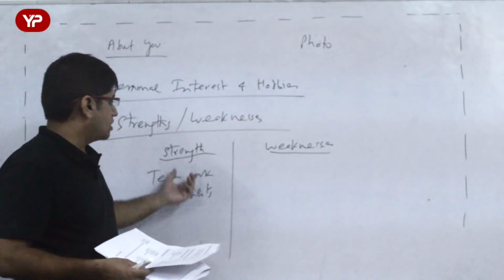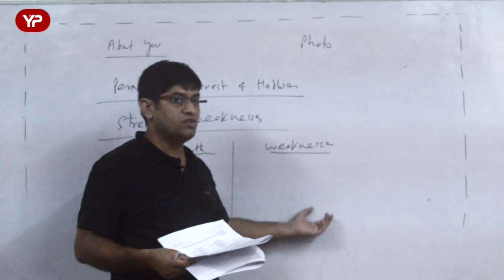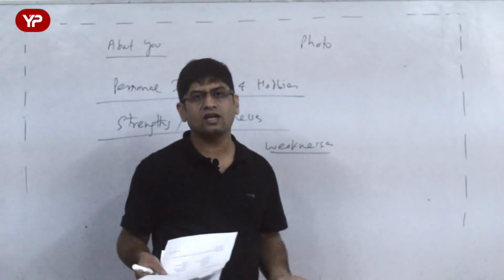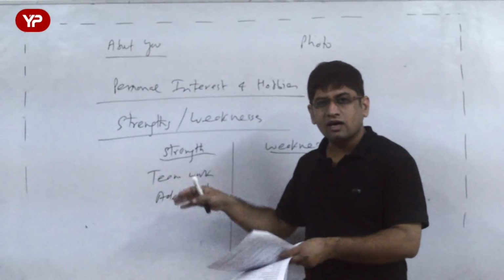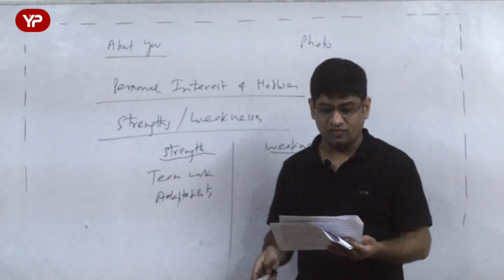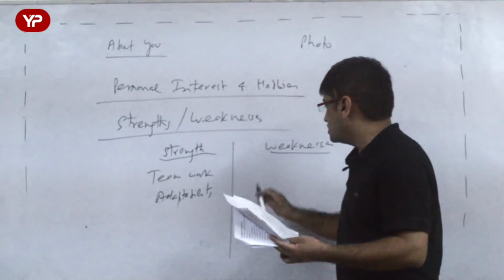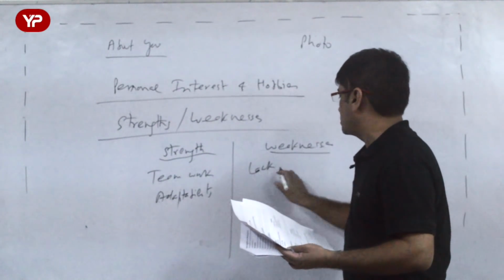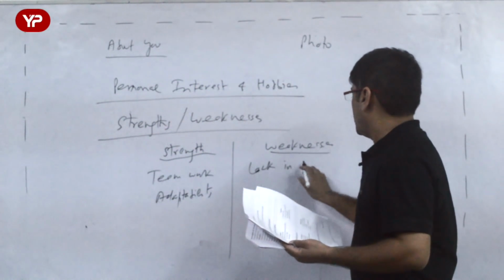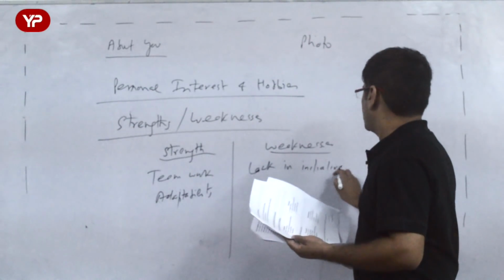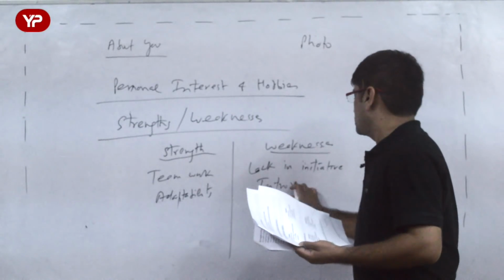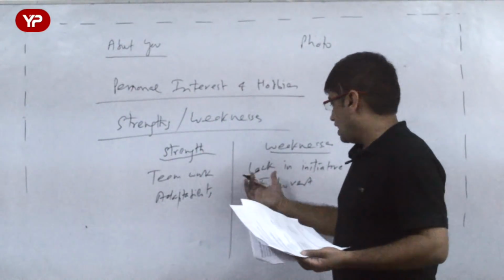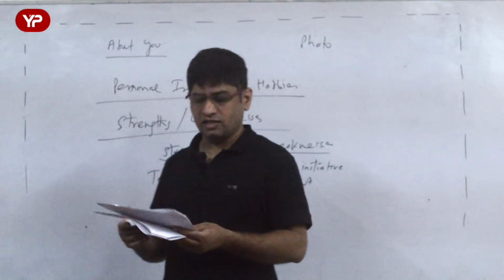Like you cannot say extrovert is my strength and my weakness is introvert. A person cannot be extrovert and introvert at the same time. So you need to make a proper synchronization in your strengths and weaknesses. Like lack of initiative taking, you have a lack of initiative, so this is your weakness. Or if you find you are introvert, this is your weakness. So lack of confidence, something like that, are weaknesses.